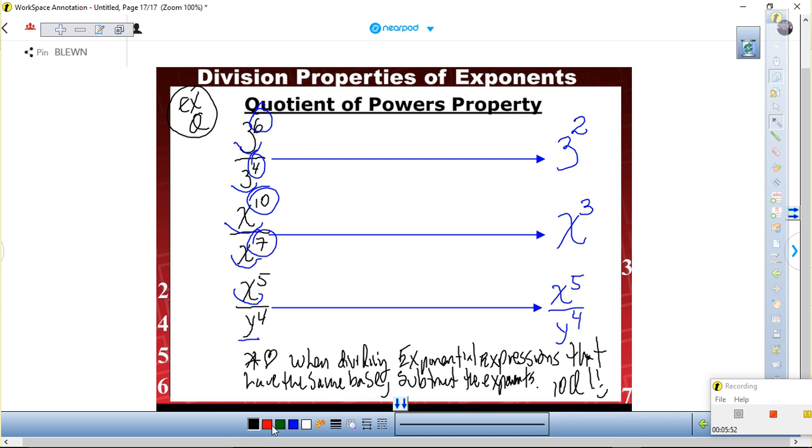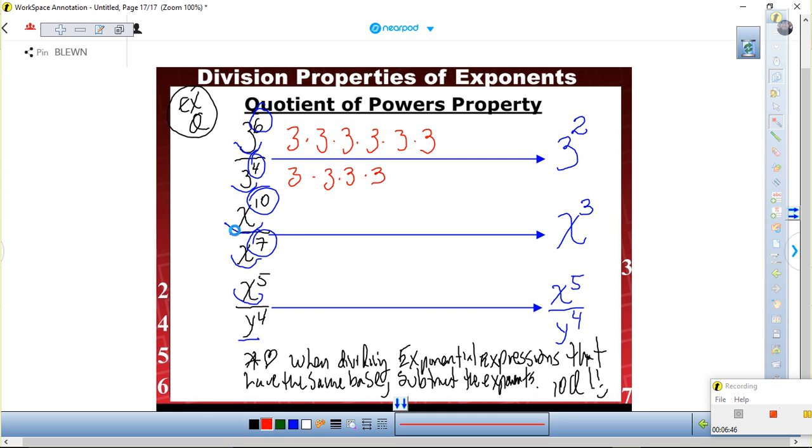All right. Now, why does this work? Look up, please. Pens down, or writing utensils down, really quick. Let me show you. 3 to the 6 is 3 times 3 times 3 times 3 times 3 times 3. Do you agree with that? The denominator is 3 to the 4th, which is 3 times 3 times 3 times 3. Do you agree with that?